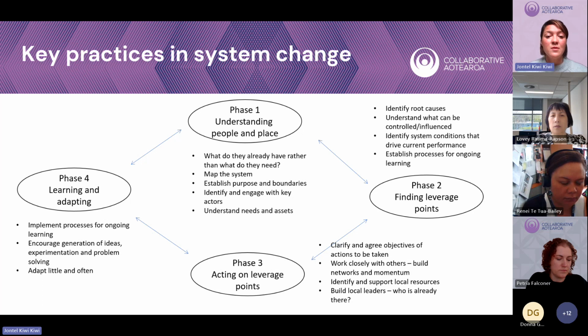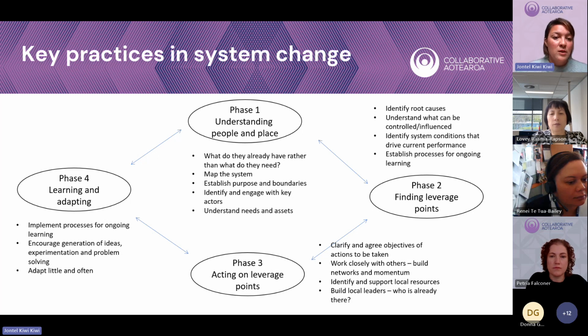There are some amazing examples around the motu of people who are already in their local space, and it's just a matter of speaking with them, understanding what resources they need, and being able to grow that capacity, because that's what we want.